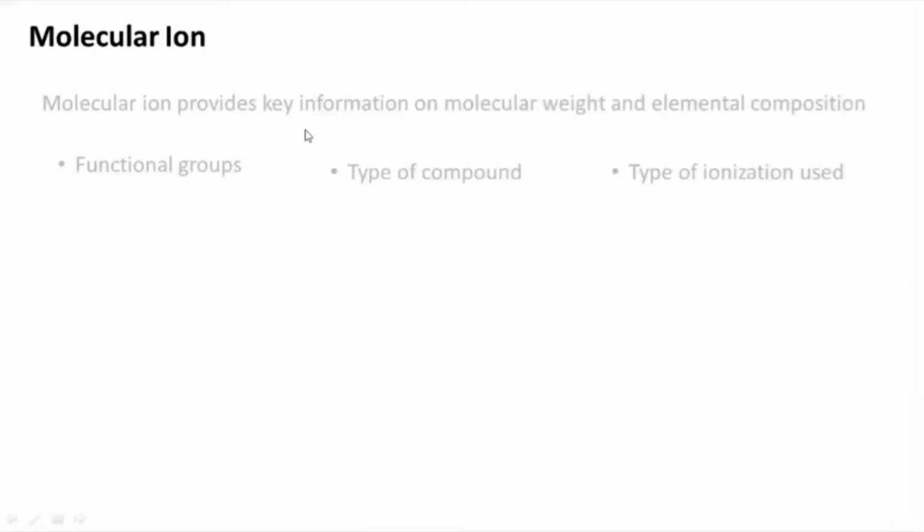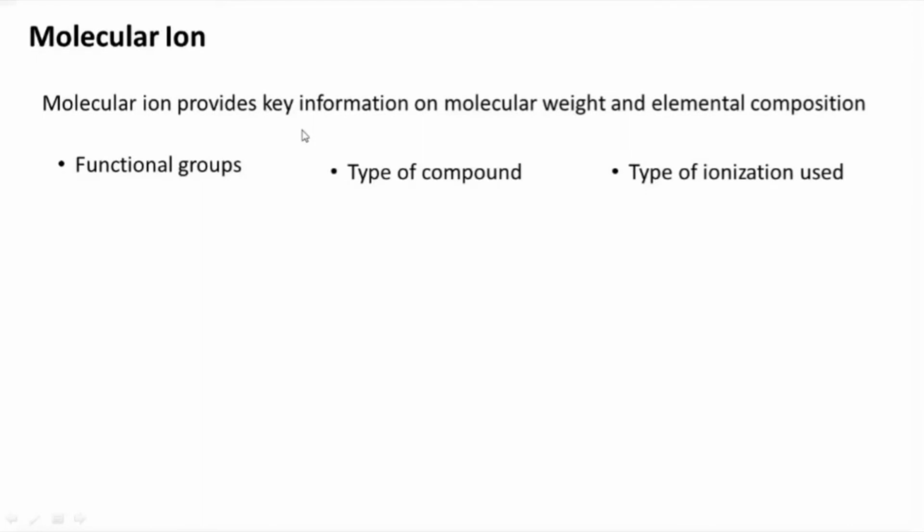The next one is we need to understand a very, very important ion that we all have to look for whenever a mass spec is given to you, the molecular ion. A molecular ion provides key information on molecular weight and elemental composition. We all know this one. Elemental composition means how many carbons, protons, oxygens, nitrogens, halogens and other heteroatoms are there.